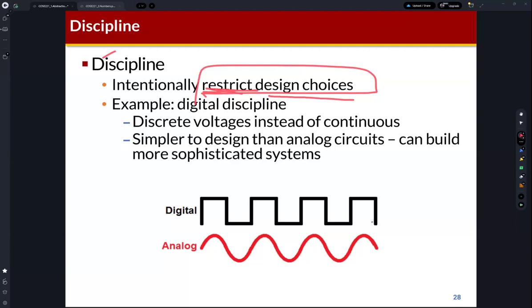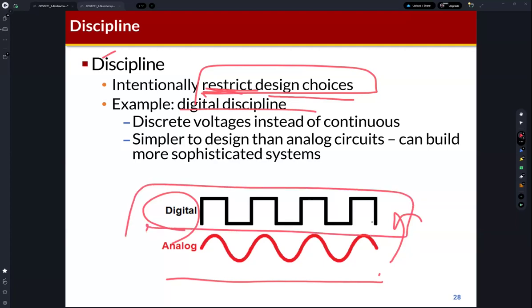An example is the digital discipline. I mentioned that analog signals can have many possible values, but this analog signal can be understood like this. The shape is different, but from this analog signal, we can just say that this high part is 1, and this low part is 0. So 1, 0, 1, 0. We can understand it like this using a digital signal.